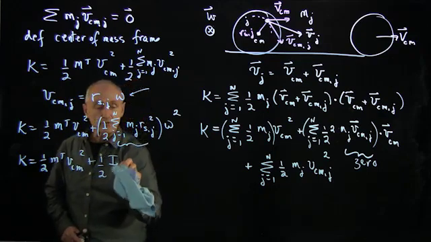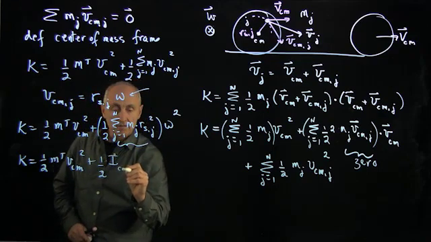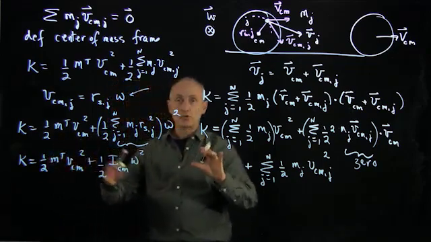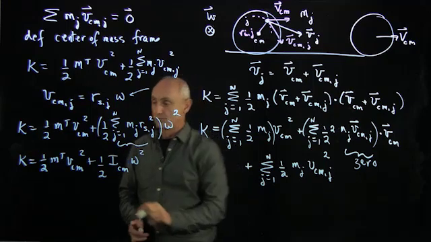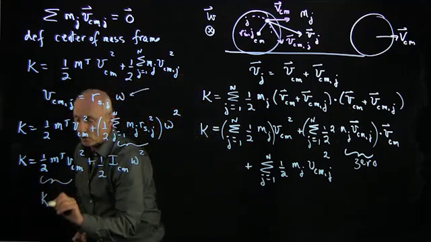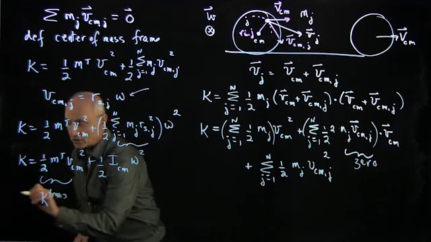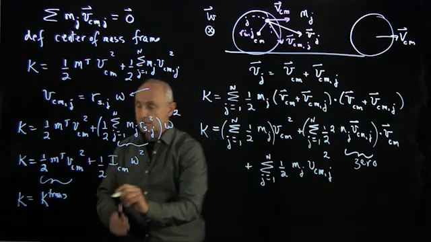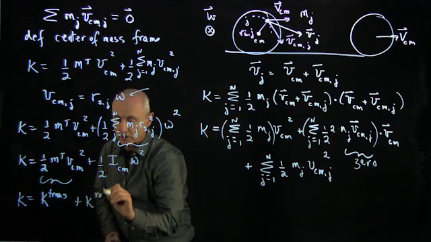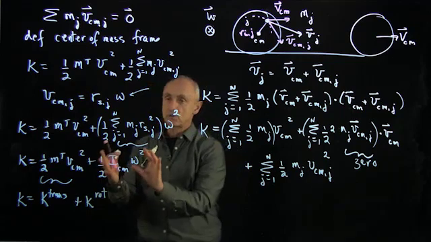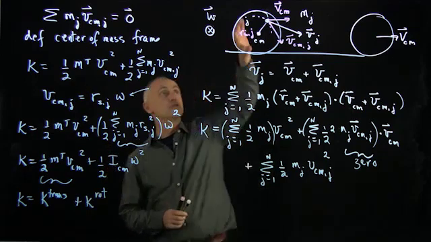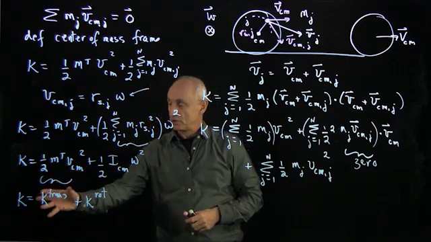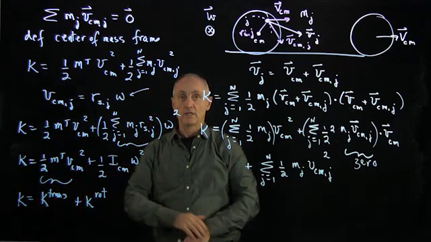And in conclusion, K is 1/2 m total, v center of mass squared, plus 1/2 the moment of inertia about the center of mass times the angular speed squared. Now, this is the same crucial decomposition that we've talked about many times. This first piece is what we call the translational kinetic energy, because it just represents how the center of mass is moving. And the second piece is what we call the rotational kinetic energy, because it's a representation of just the kinetic energy of rotation. For example, if you were in the center of mass frame, there would be no translational energy, and this would be the only kinetic energy.